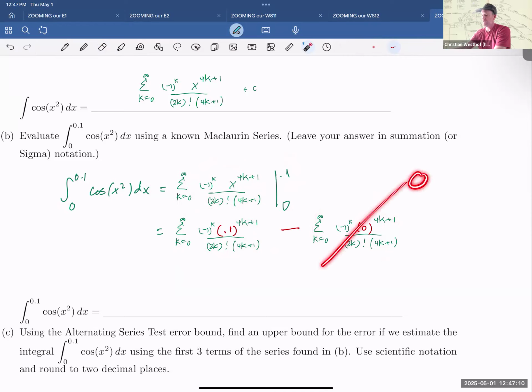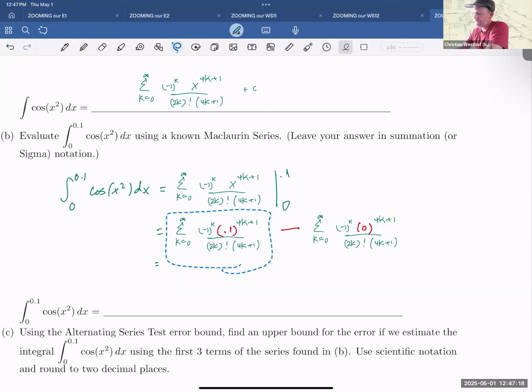Now all of this is 0, goes away. So we end up with just this piece.